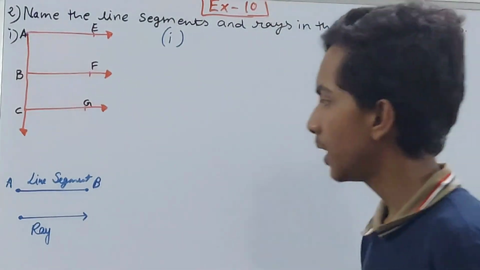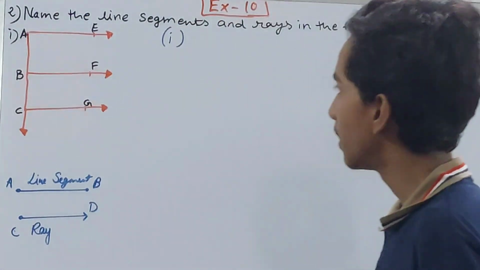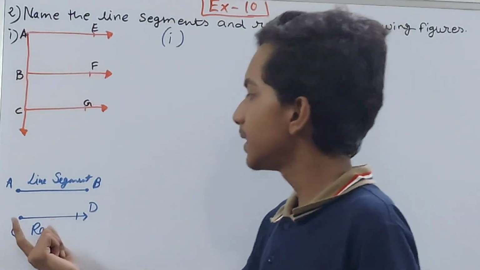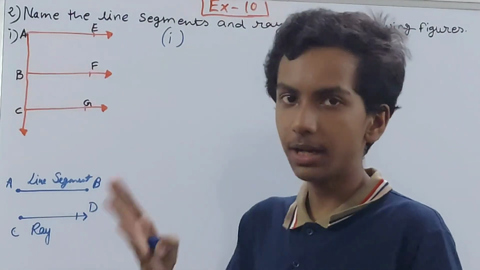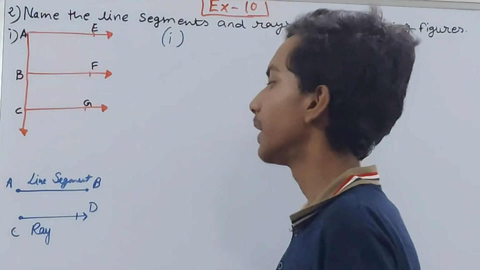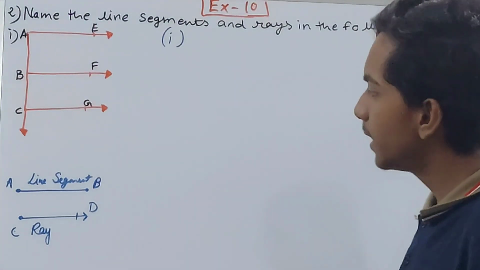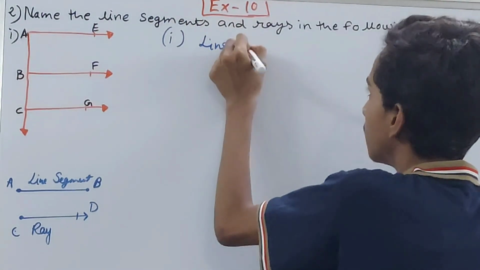Now here in this ray, if you see C and D, let's say, this is not limited, right? You can see C is the point which cannot be moved, but D is the point that has an arrow. Arrow indicates you can extend it this side, right? So this is the difference between line segment and ray. Now let us see here carefully what are the line segments first of all.